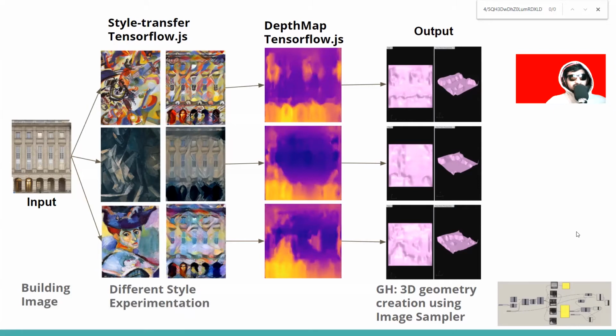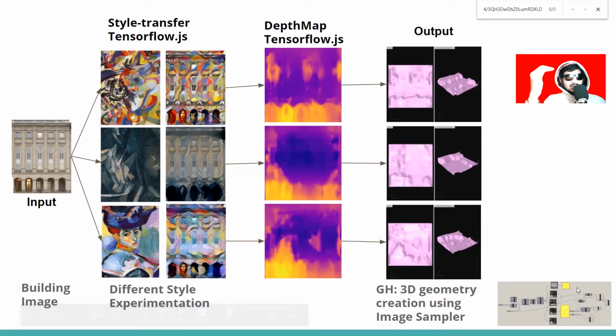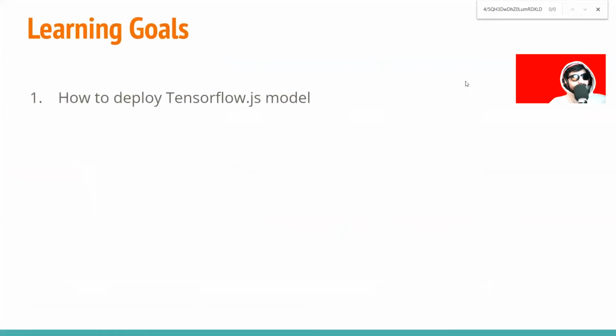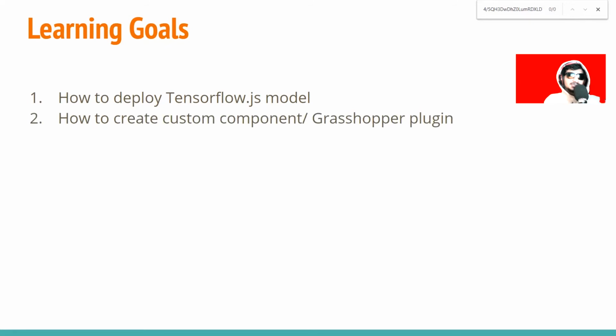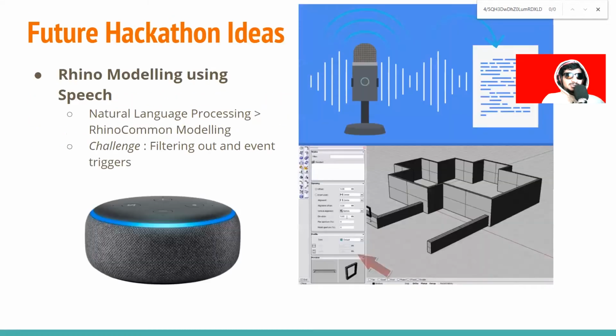Something which needs to be worked on in this Grasshopper script is, for those windows, a remapping component can be added to remove those voids for windows, and also a texture from the stylized images can be mapped on this geometry. The learning goals for this hackathon would be, one would be able to learn how to deploy TensorFlow JavaScript models, how to create custom components and Grasshopper plugins, and how to send and receive information from the Rhino-Grasshopper environment.